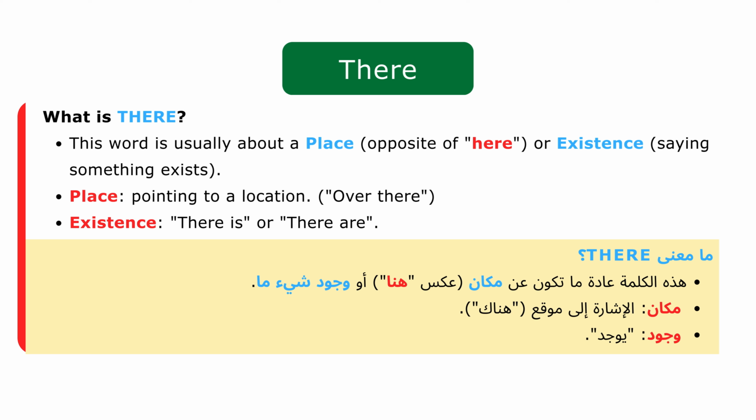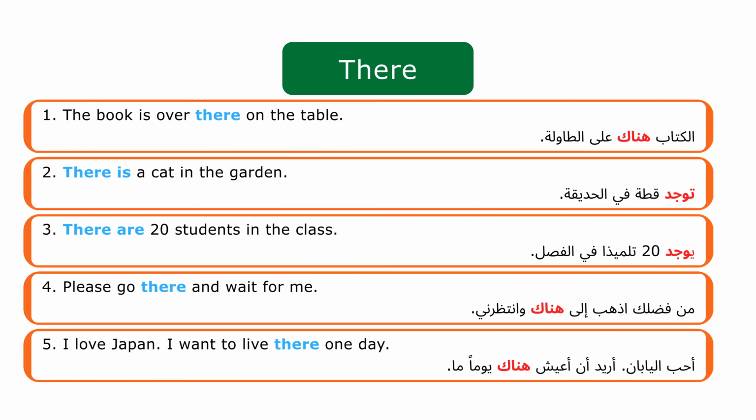Finally, we have there. What is there? This word is usually about a place opposite of here, or existence, saying something exists. Place, pointing to a location, over there. Or existence, there is or there are. Let's read these examples.